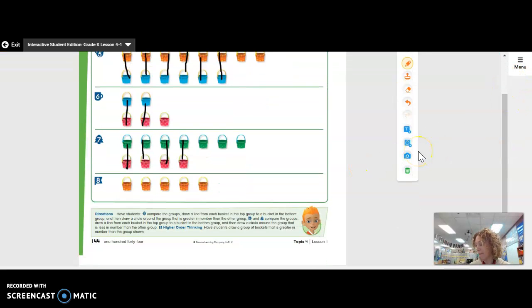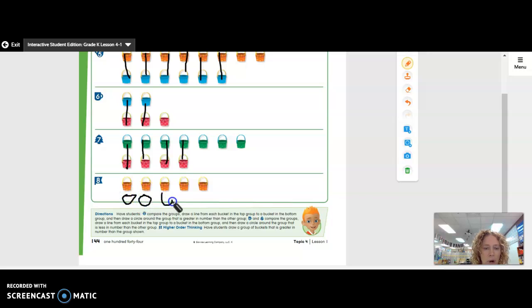All right, take a look. This last one, what you have to do is draw a group of buckets that is greater in number than the one shown. Greater means more. So it has to be more than this group of buckets, okay? So it has to have leftovers. And sometimes I just draw circles to be buckets, okay?